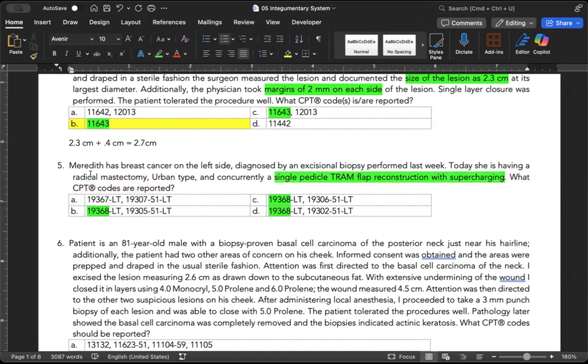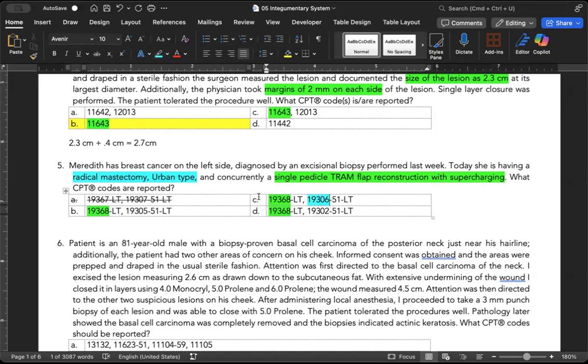So now we need to find our radical mastectomy code. We've just got to decide, is it going to be 19305, 06, or 02? So which one of those should we use for a radical mastectomy Urban type? Sorry, I should have highlighted that one as well. Yep, 19306 is going to be our radical mastectomy Urban type.